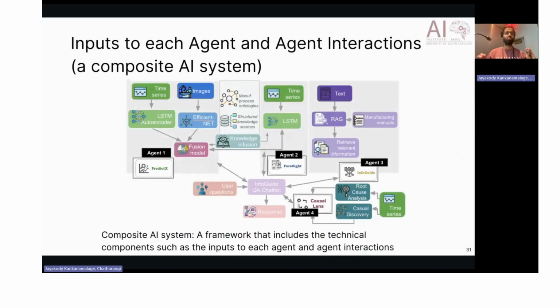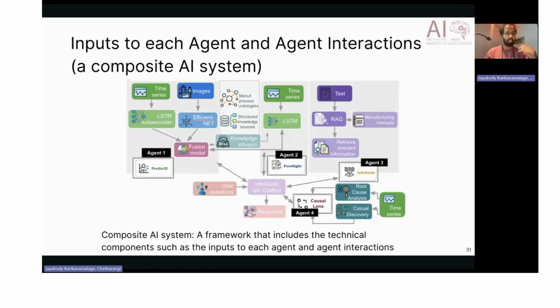So we are going to talk about the architecture of each of these agents, but let's show the architecture of the entire system. There is so much happening, but what I would like you to focus on is the fact that it's a composite AI system. What I mean by that is that it's a framework that includes technical components such as input, agents, and agent interaction. So there is data which is coming through multimodal sources.